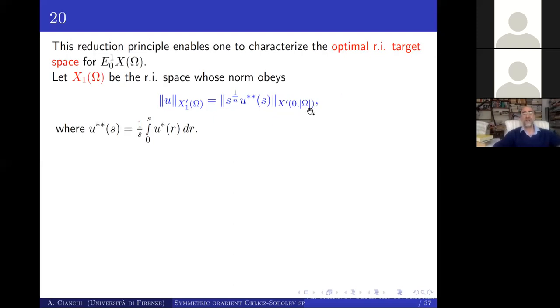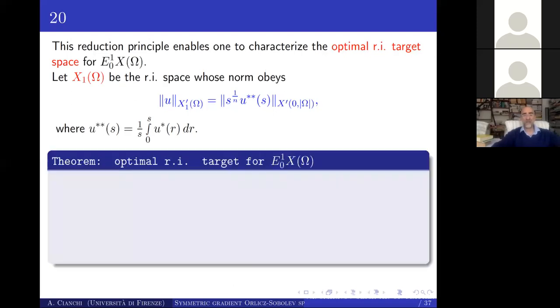So given X, one has to build up the dual, the associate, and evaluate this function. U double star is this function which is defined in terms of U star. And then one obtains a norm. And the solution to the problem is again the dual of this, the associate of this. So this is a way to construct it.